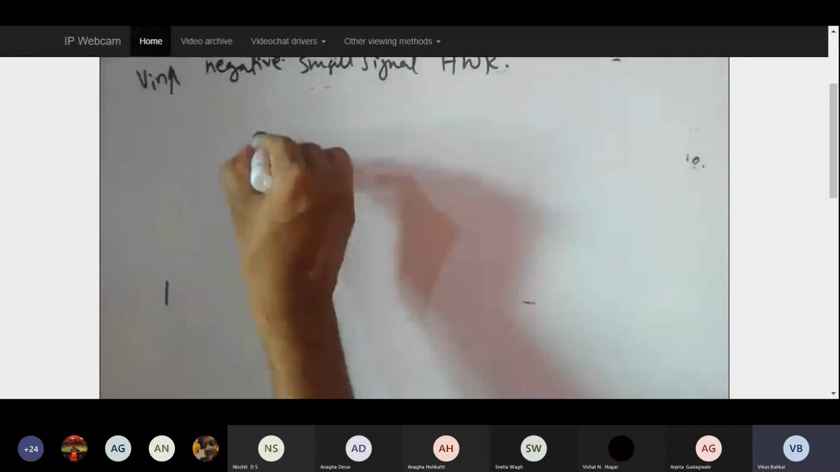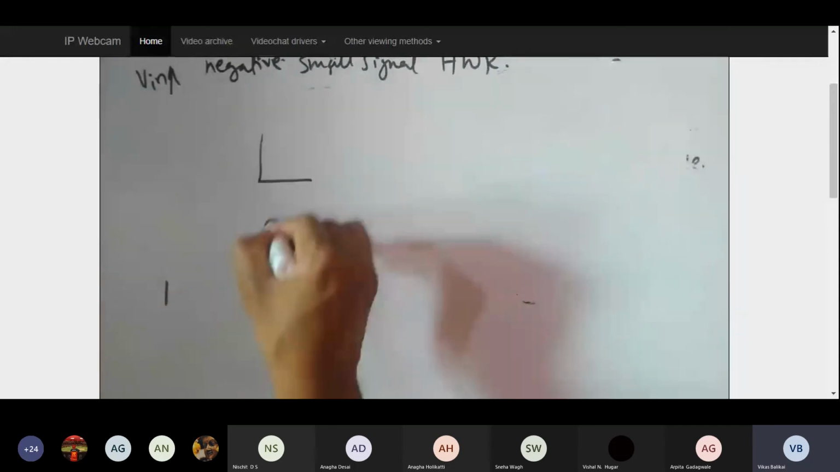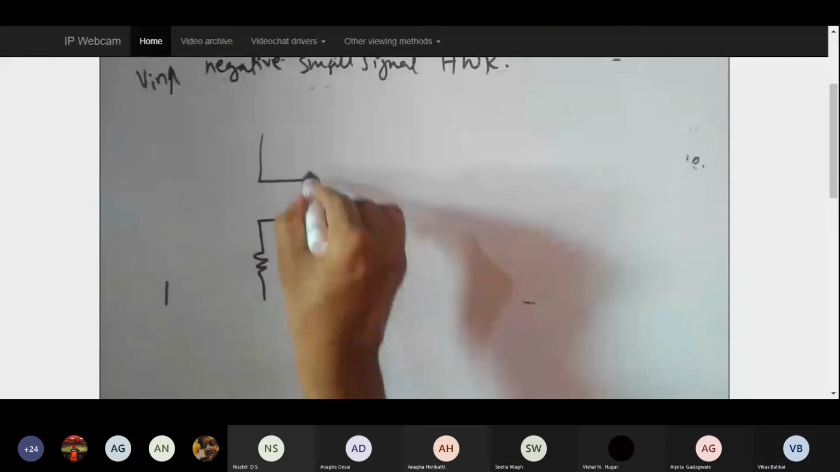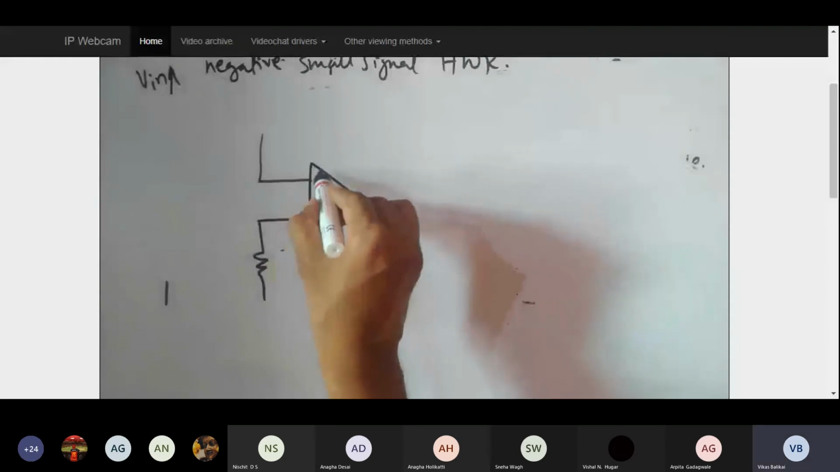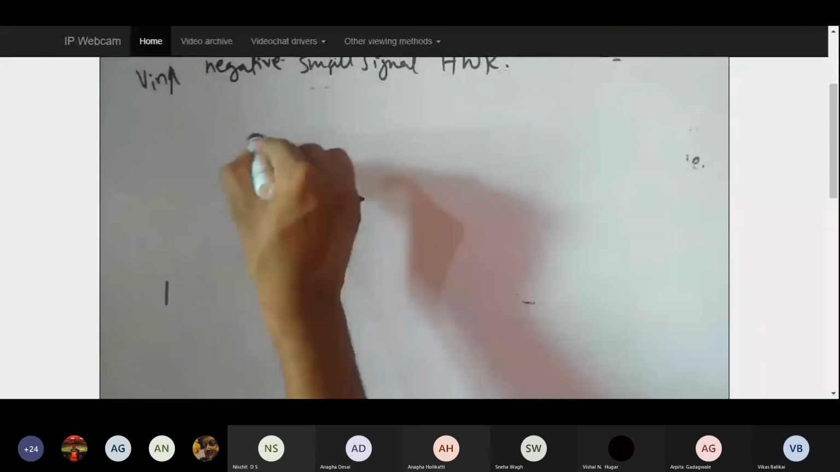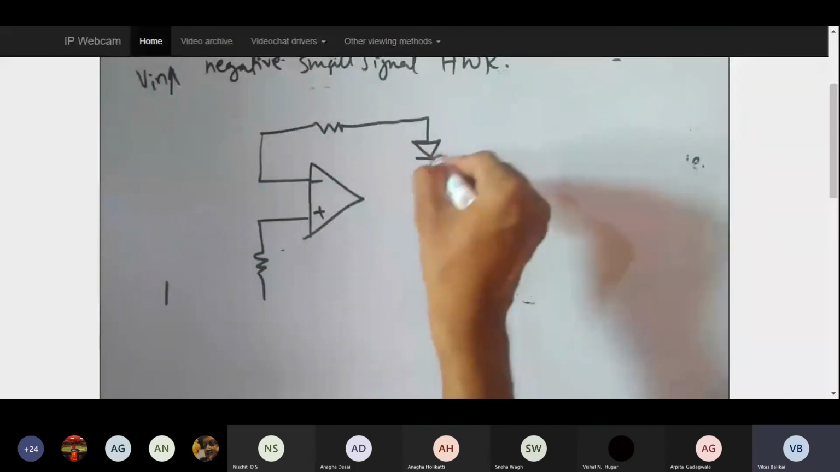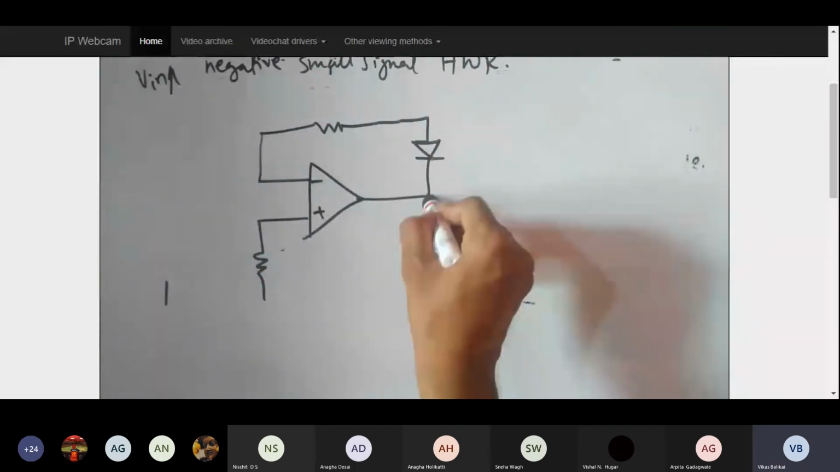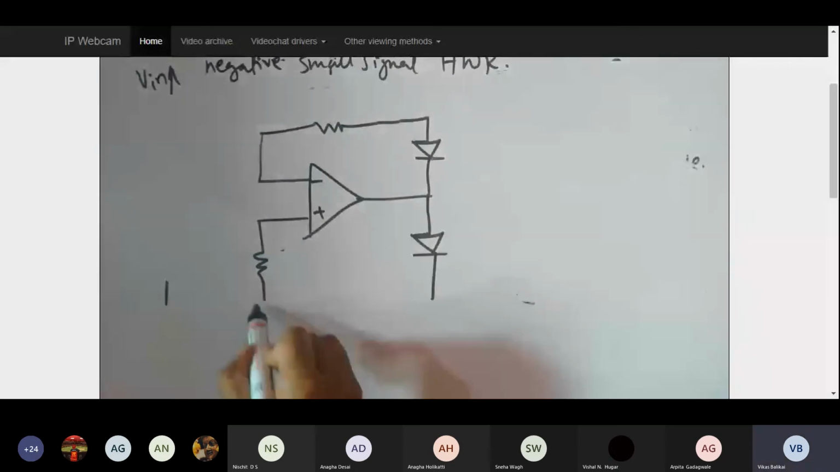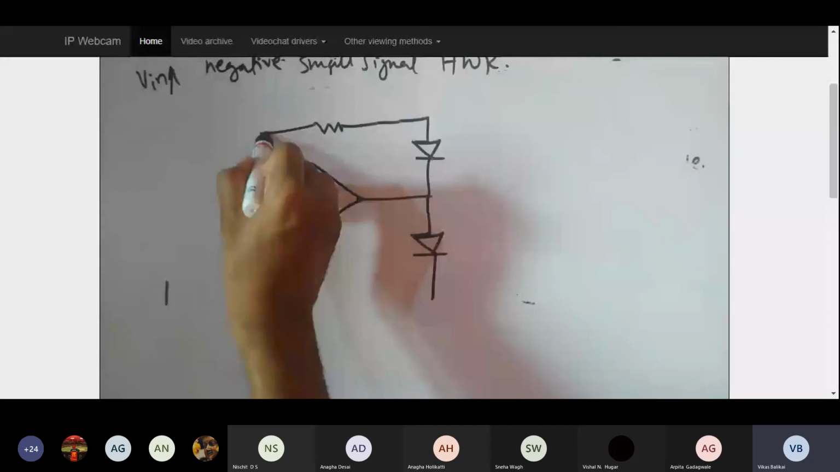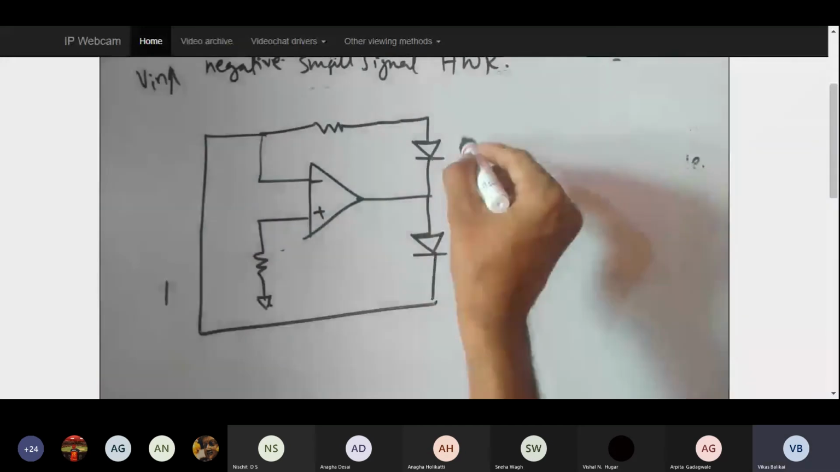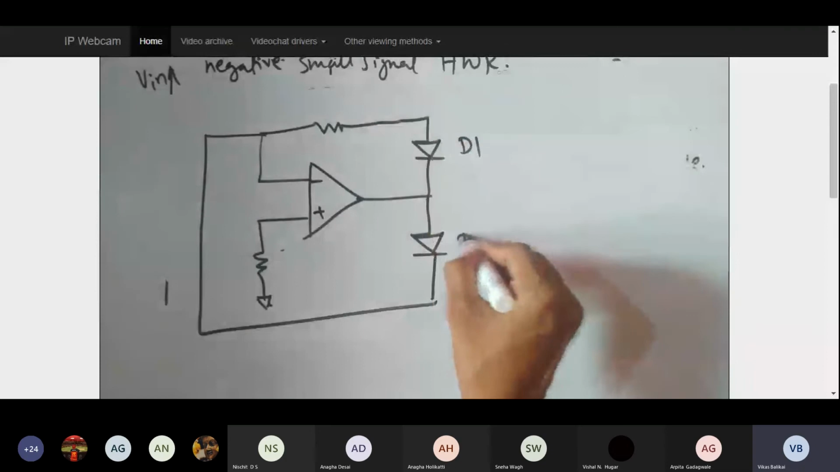wherein they say this also is a negative half wave rectifier, but here I am going to use two diodes. Instead of only one diode, I am going to use two diodes. Now, what is the advantage of using two diodes over one diode? I'm going to tell you why that is being used over here. So this is how the circuit looks. So this is my diode D1, diode D2.